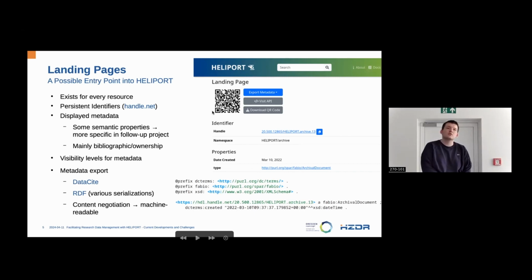In this example, you don't see a lot because there are different visibility levels, and you can choose how much information you want to show to the public.